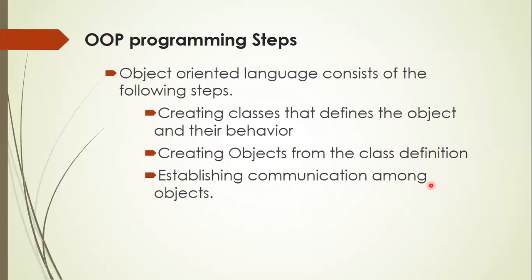Whenever you want to do programming in object-oriented programming, you have to follow three basic steps. First, you have to create a class. Creating a class means specifying what data should be included in that class and what the different functions are which can operate on or access the data. So first identify the class name, then identify the data to be included in that class, then identify the functions to be included in that class.